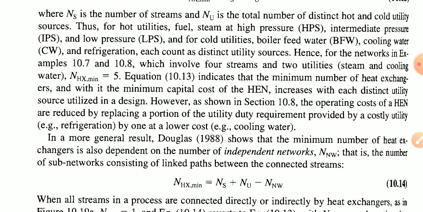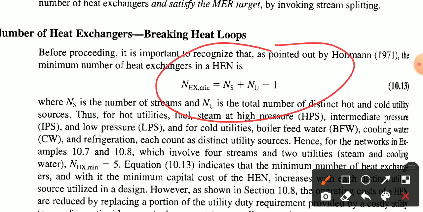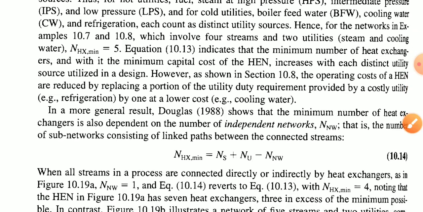Okay, and hence for the network example in Figures 10.7 and 10.8, which we will see, involving 4 streams and 2 utility streams, the cooling part, NHX minimum is equal to 5, equation number 10.13. NHX minimum is equal to NS plus NU minus 1, we saw in detail. And that indicates that the minimum number of heat exchangers, and with it the minimum capital cost of the heat exchanger network, increases with each distinct utility source utilized in a design.